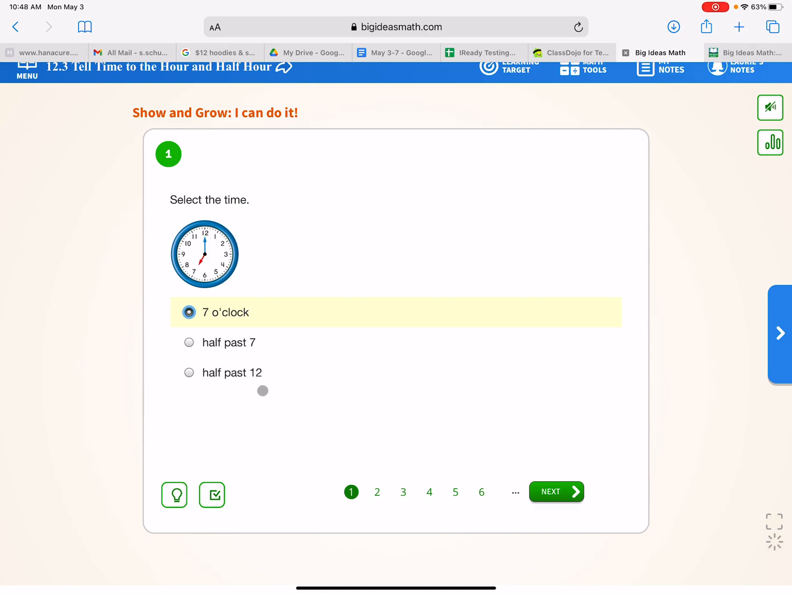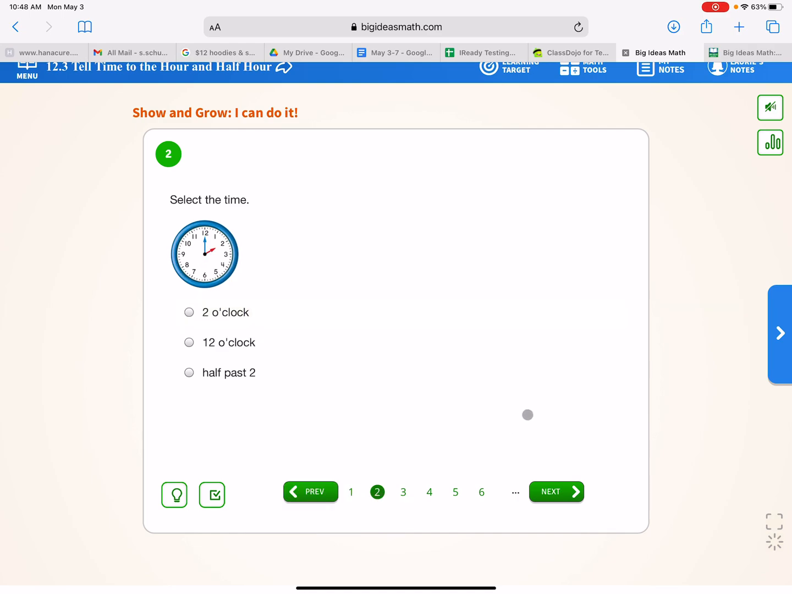And then for this choice, it says half past 12. And it's trying to trick you on this example because it's trying to see if you get your hands confused. And we know the short hand is the what? Is the hours. And the long hand is the minutes. But for this example, it is 7 o'clock. Okay, let's go to number 2.